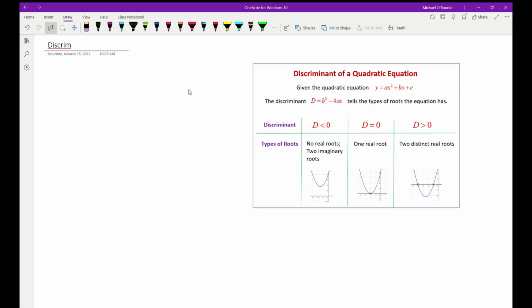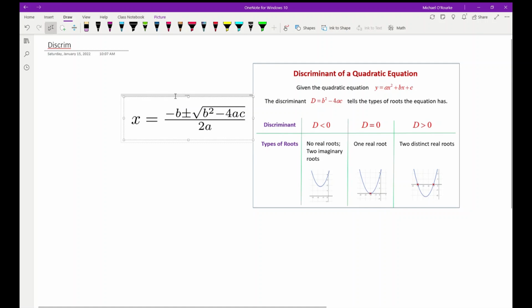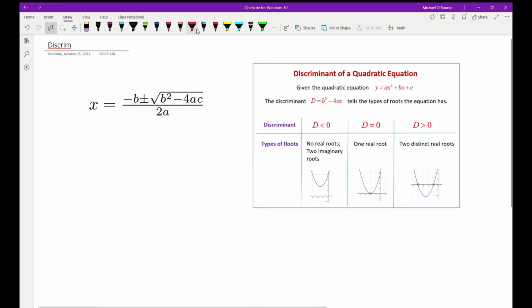So we're going to work on what's called the discriminant now. Okay. So the discriminant is actually part of the quadratic formula. And here's the quadratic formula. So on your left, here's the quadratic formula. Okay, and as you can see, this part here, b squared minus 4ac, is the exact same thing what the discriminant is named. Okay.